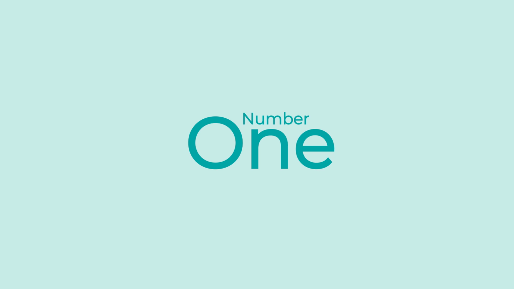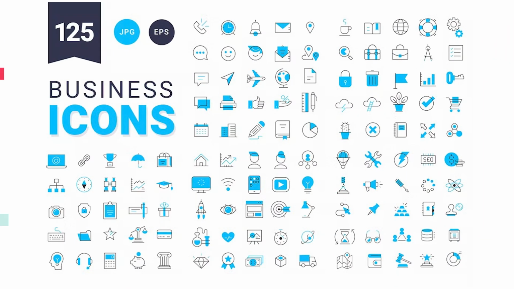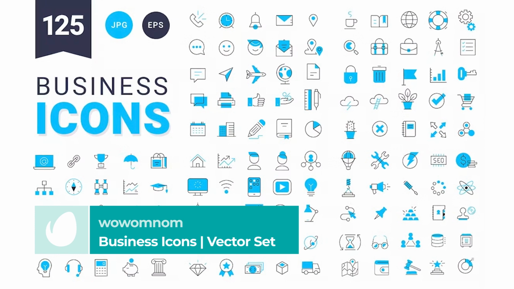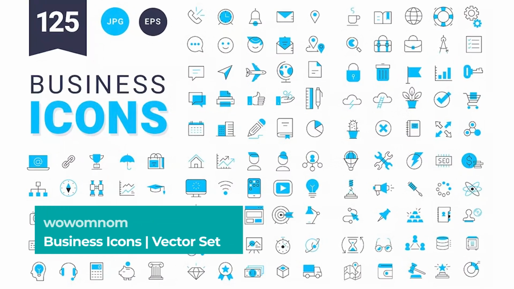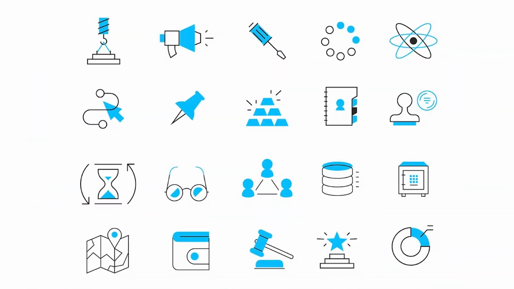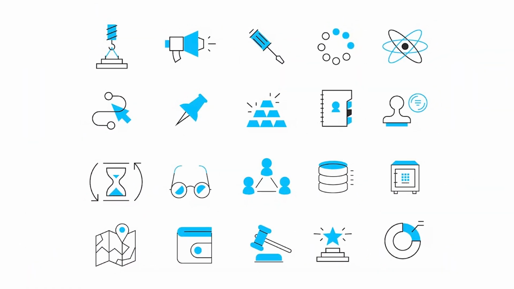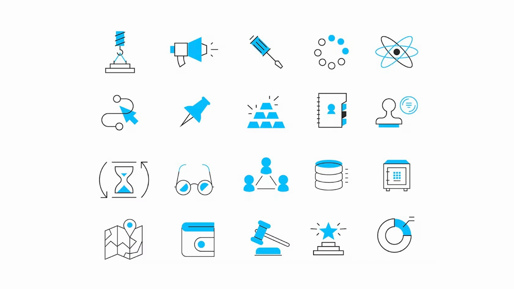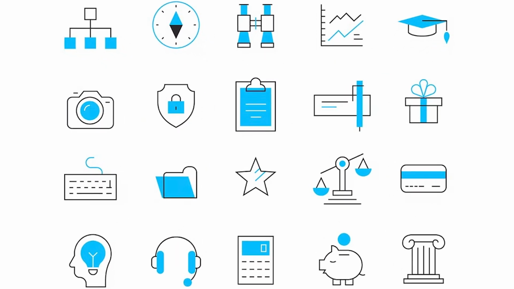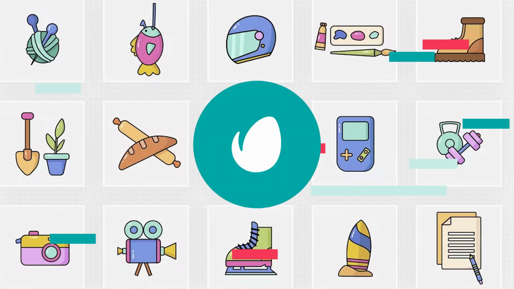Number 1. Business Icons Vector Set by WowOmNom. The number 1 spot on our list goes to this enormous set of over 120 business symbols. Each vector has an executive design that contrasts with creative and joyful coloring to give the image of a seasoned but approachable business. Our 10 best Illustrator vector kits list has come to a finish.